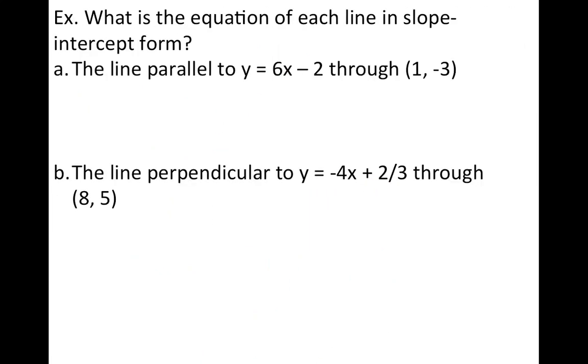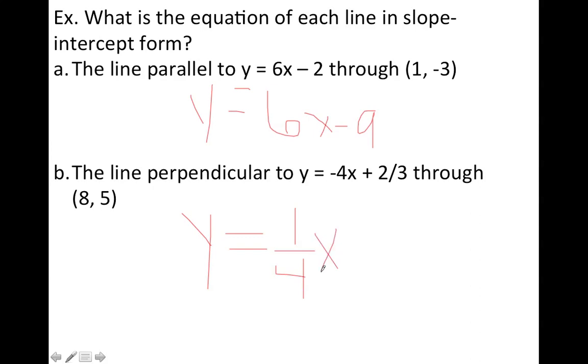So you guys go ahead and solve these out. Remember, parallel lines have the same slope, and lines that are perpendicular have opposite reciprocal slopes. So solve these out, pause, and come back for the answers. For the first one, you should get y equals 6x minus 9. And for the second one, you should get y equals 1/4 x plus 3.